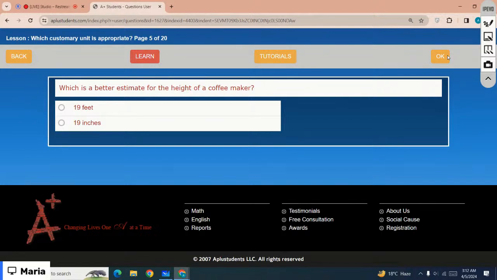Which is a better estimate for the height of a coffee maker? Is it 19 feet or 19 inches? Which is the correct option? That would be 19 inches, because 19 feet is too much for the height of a coffee maker, right? That would be 19 inches.